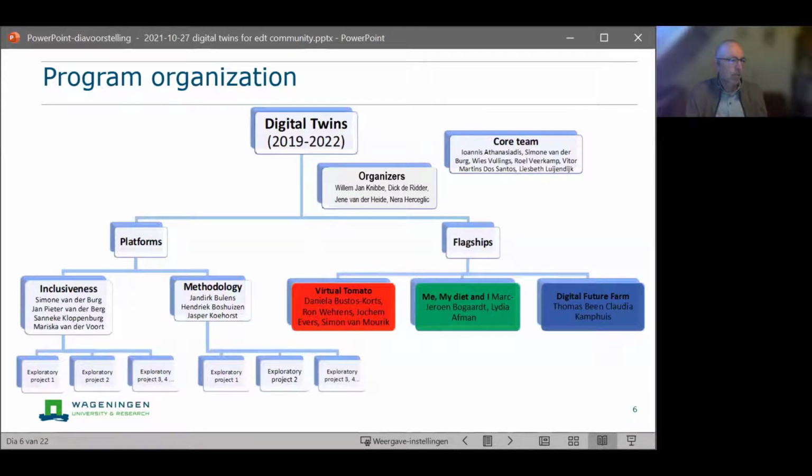And then there is a team of organizers. I mentioned them before, Dick, Jene, and me, with the program support officer, Nera. And there's a core team connecting to all the different science groups, giving us input on progress, ideas, opportunities, and external contexts, for instance.